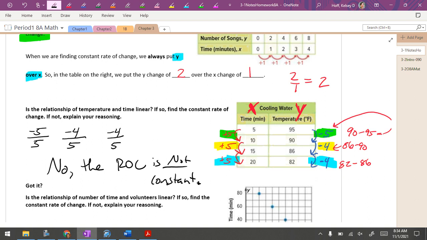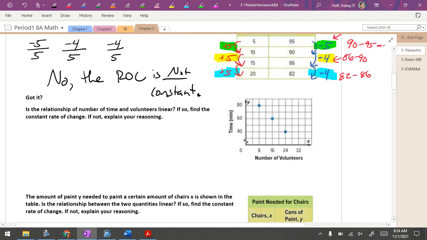If those fractions were all the same, constant means the same, then we could say yes. Okay, so the next one. Is the number of times and the volunteers linear? If so, find the constant rate of change. If not, explain your reasoning. This time they gave it to us on a graph.